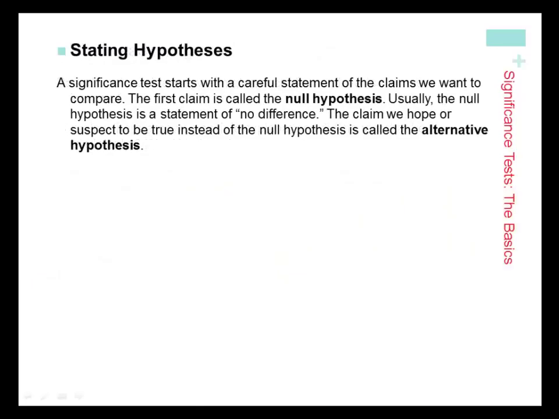When you actually do a significance test in sections 2 and 3, one of the steps in your process is going to have to be stating the hypotheses. A significance test starts with a careful statement of a claim we want to compare. The first claim is called the null hypothesis. Usually the null hypothesis is a statement of no difference. The claim we hope or suspect to be true instead of the null hypothesis is called our alternative hypothesis.